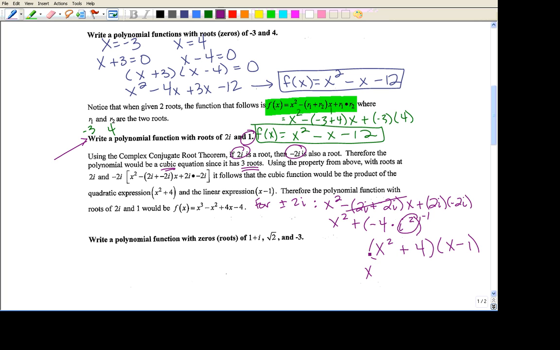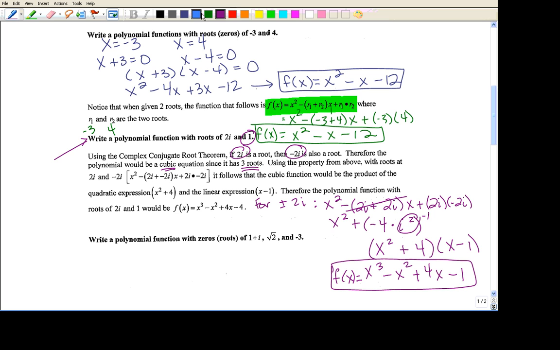Okay, so we have x cubed, and then minus x squared, minus 4x, and then minus 1. And by minus 4x, I meant positive 4x. All right, so this is the polynomial that would give us roots of plus and minus 2i and 1.